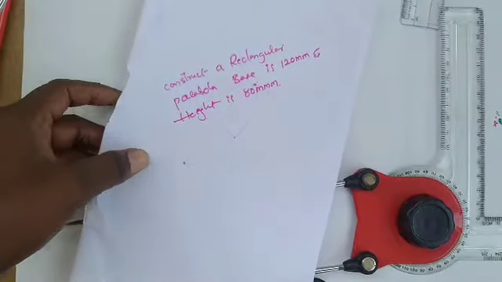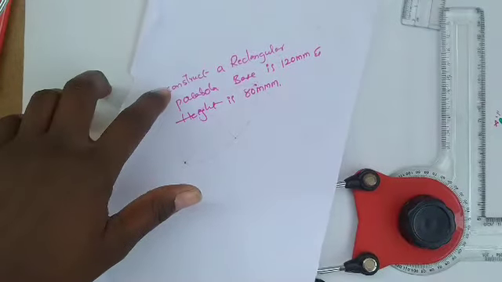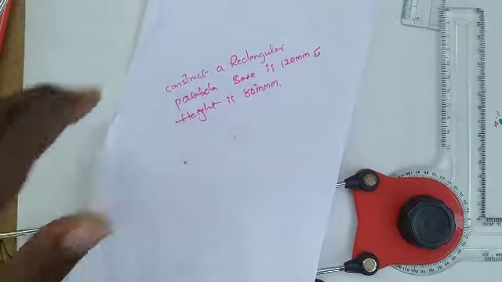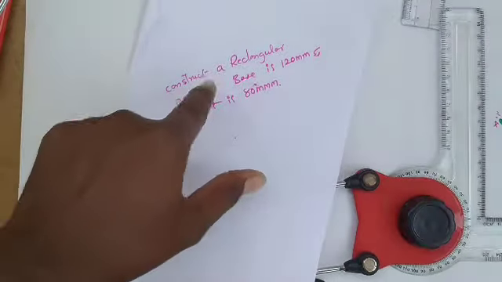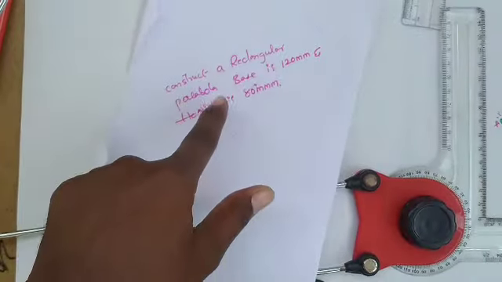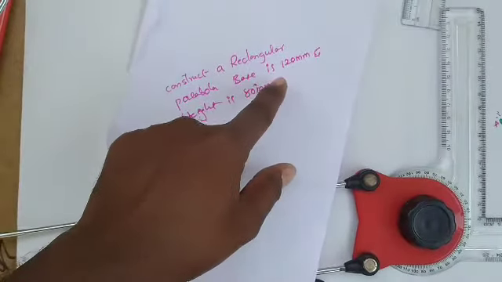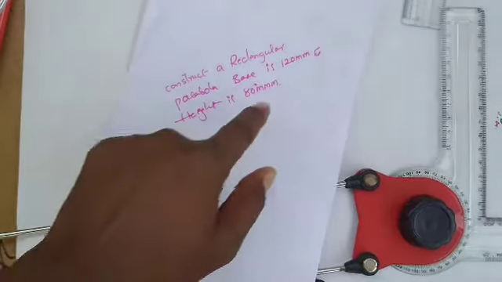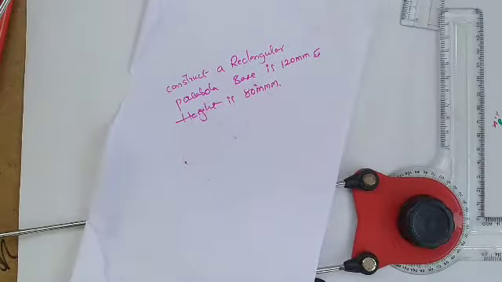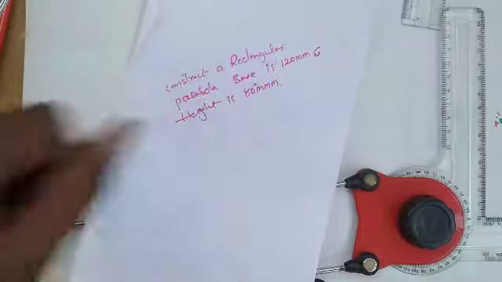Okay, we will discuss the construction of a parabola through the rectangular method. Construct a rectangular parabola where the base is 120 mm and the height is 80 mm. We have to draw a parabola through the rectangular method with the required dimensions.